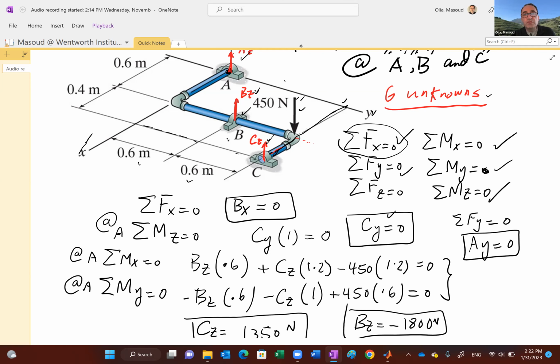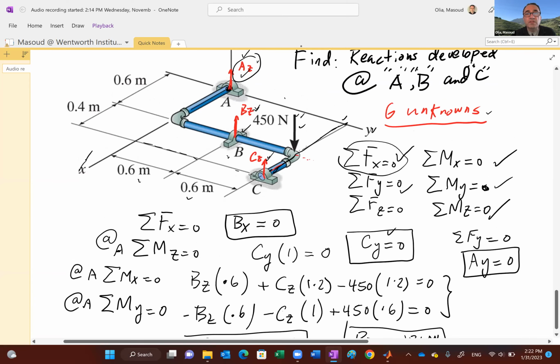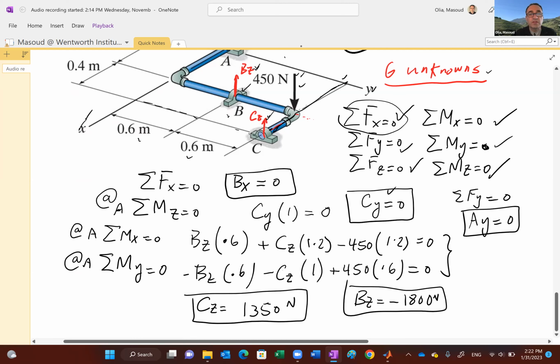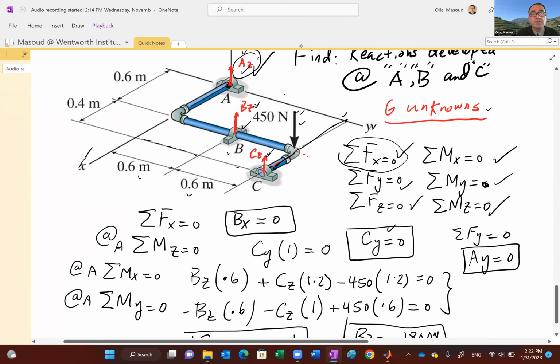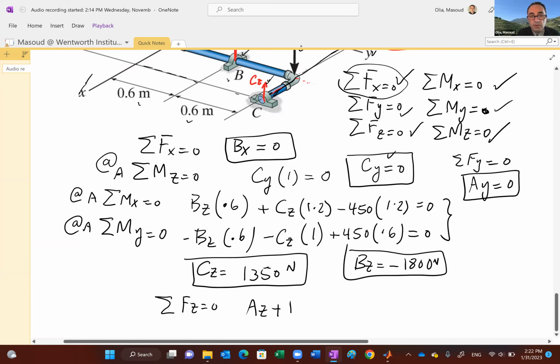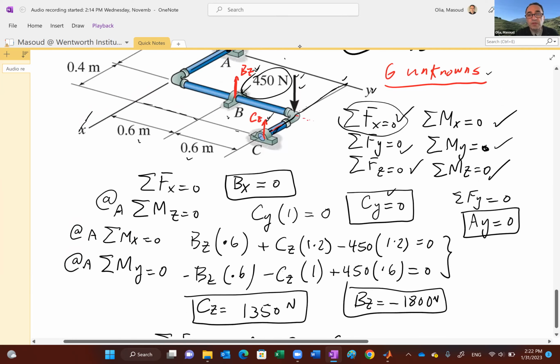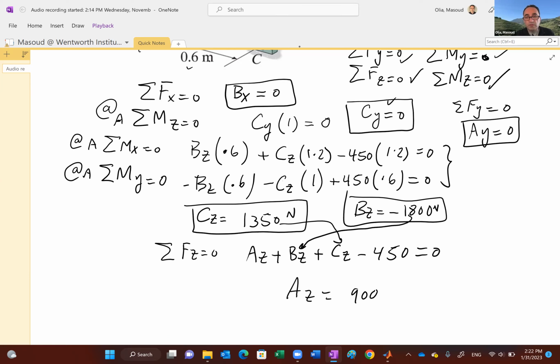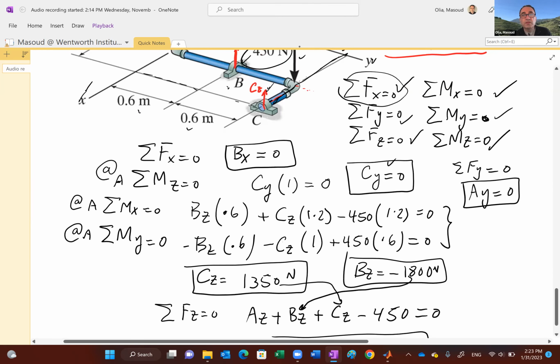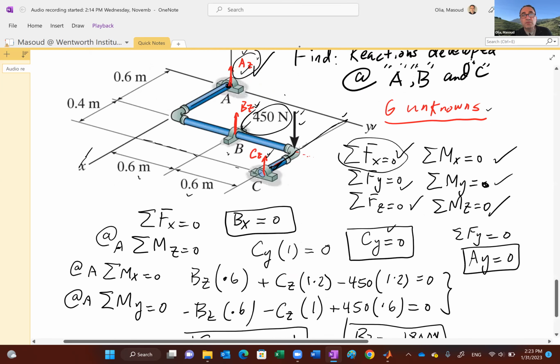And then finally, the only other force we haven't calculated is A sub z, which is very easily determined by applying the equation sum of the forces in the Z direction. I have to move this up again so you can see what's going on. In the Z direction we have A sub z, B sub z, which in the picture are all positive, and C sub z, and then 450. Remember, the other 450 here is going down. So plug in 1350 for C sub z, and minus 1800 for B sub z, and A sub z comes out to be a positive 900 newtons. So you found everything that you needed: C sub z, B sub z, and A sub z, and then everything else was 0.